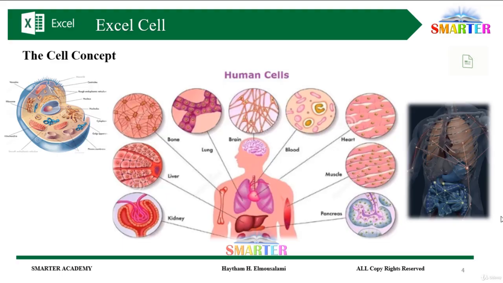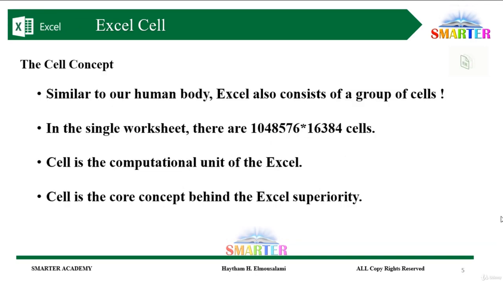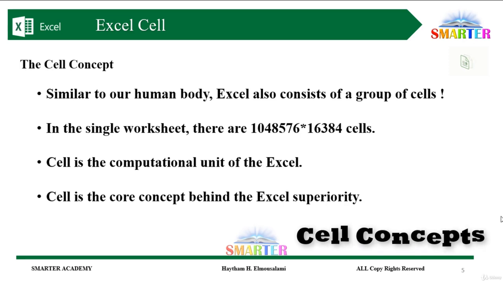Like our human body consists of a group of cells: cells for brains, cells for blood, cells for heart, cells for muscles, cells for kidney, cells for liver, and so on. Microsoft Excel also consists of a group of cells, and these cells formulate the Excel sheet. So our Microsoft Excel consists of a group of rows and a group of columns, and at each intersection of a column with a row, or a row with a column, there is a cell.